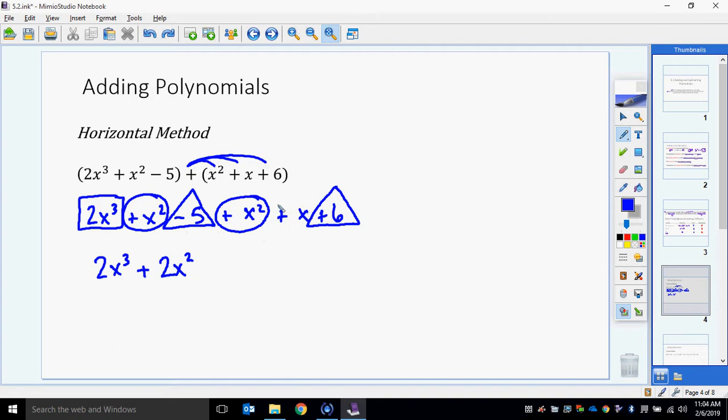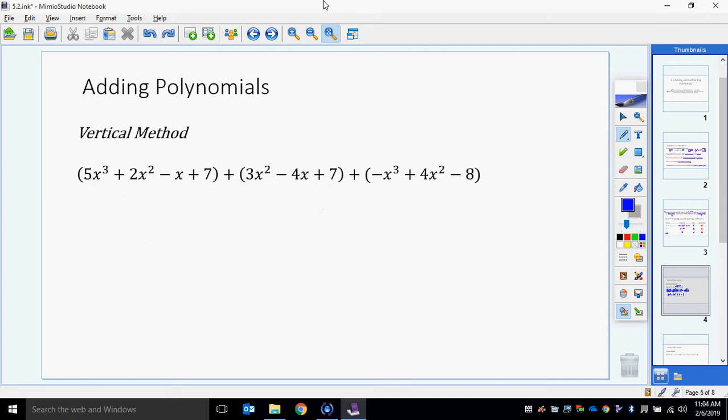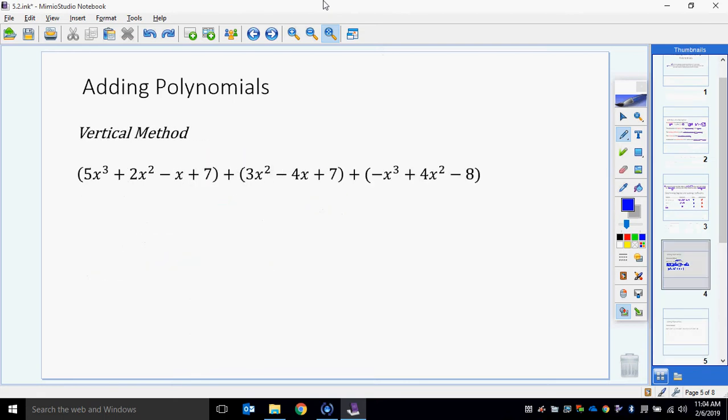I'm going to put this in standard form, so the x needs to come first. So I'm going to write plus x, and then a negative 5 and a positive 6 make 1. And my final answer. That's the horizontal method. This is the vertical method.